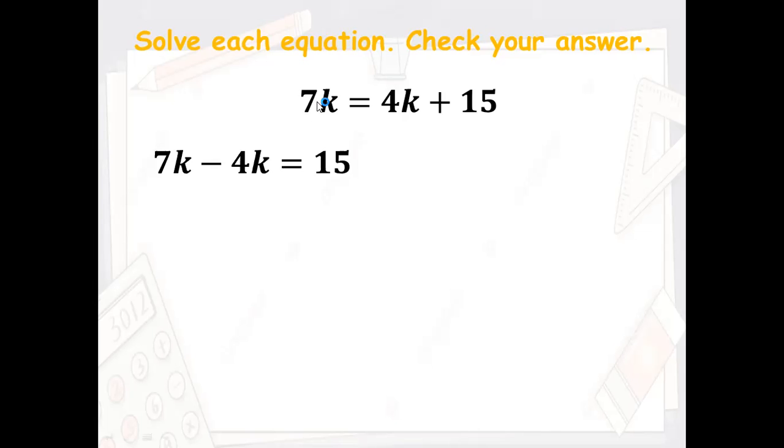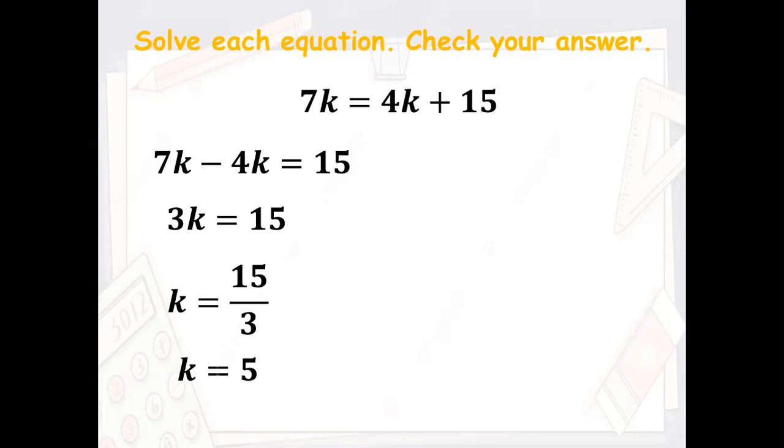Also here I'm going to move 4k to the other side. Because it was positive here, it will become a negative. 7k minus 4k equals 15. So 7 minus 4 will give me 3k equals 15. Now, am I done with the question? Of course not, because I need to solve for k. So k is going to be equal to 15 divided by 3. That's going to give me a 5. So k is going to be equal to 5.